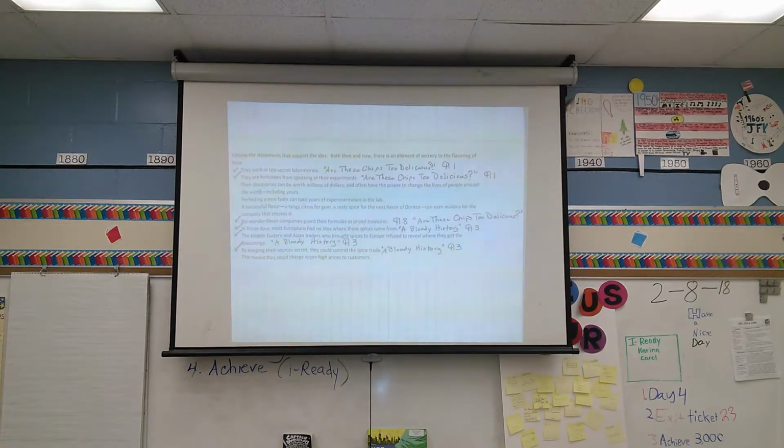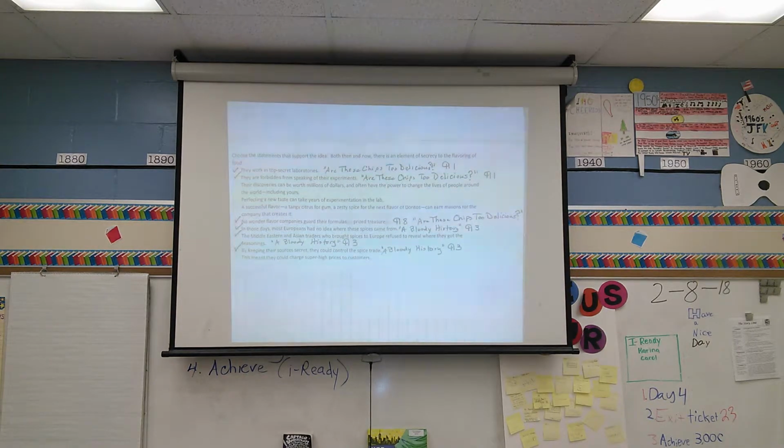So I want to show you what we're talking about. So if you could flip back to the activity that we did earlier this week, when we were deciding on evidence that would support an idea, and this should be in your notebook. The very first one that we decided was an appropriate quotation or text evidence to use to support the idea that there is an element of secrecy to the flavoring of food, was they work in top secret laboratories. Okay, we decided that was a really good quote.